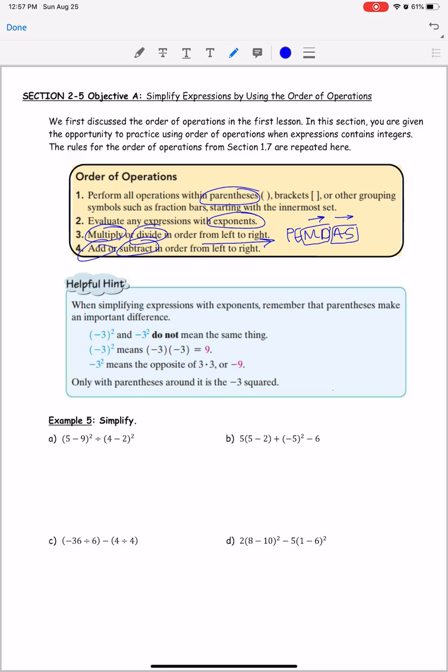And so then you have another helpful hint down here. It says when simplifying expressions with exponents, remember that parentheses make an important difference.